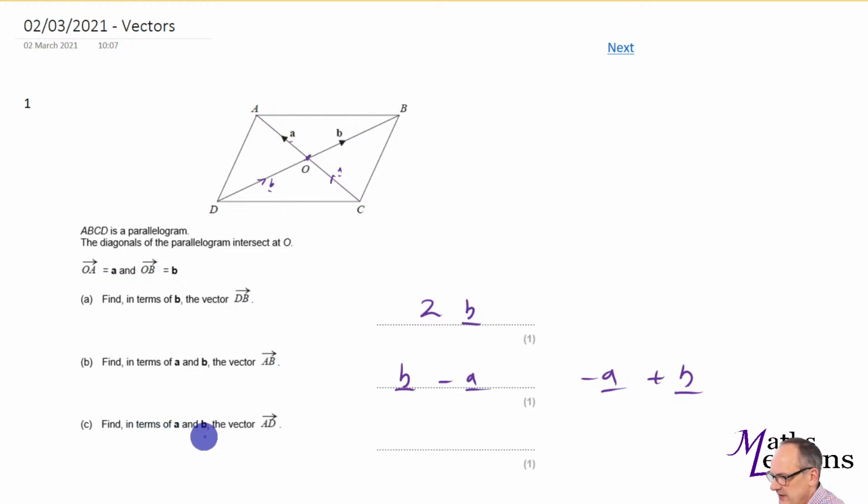As mathematicians, we tend to put the minus in the middle. Find in terms of A and B the vector AD. So we're going to go from here to here. So we're going to go minus A minus B. A to D. Just want to check that because I had a different answer earlier. No, it is the answer I had. I'm just checking my answer I wrote down. And you get minus A minus B.